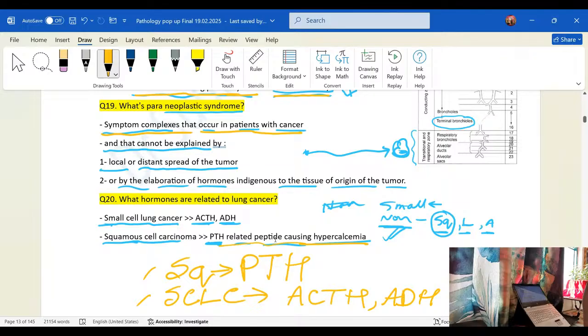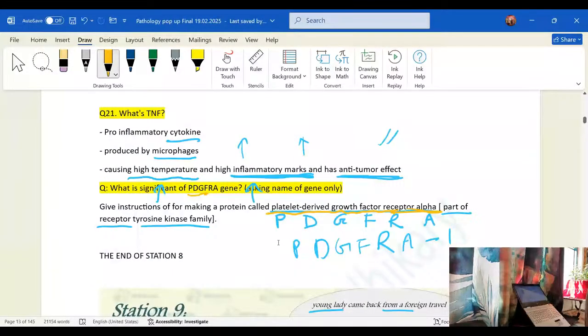What is TNF? It is a pro-inflammatory cytokine produced by the macrophage, causing high temperature and high inflammatory markers, and it has an anti-tumor effect because its name is tumor necrosis factor.